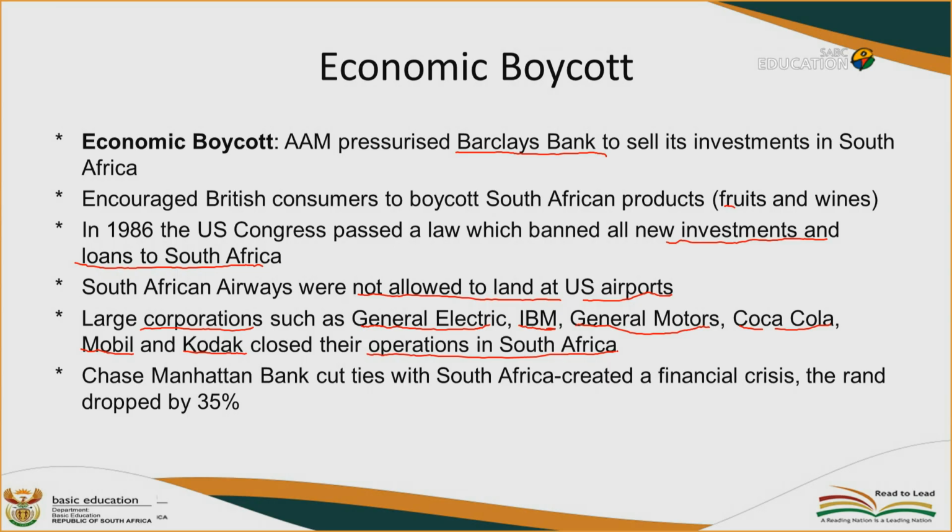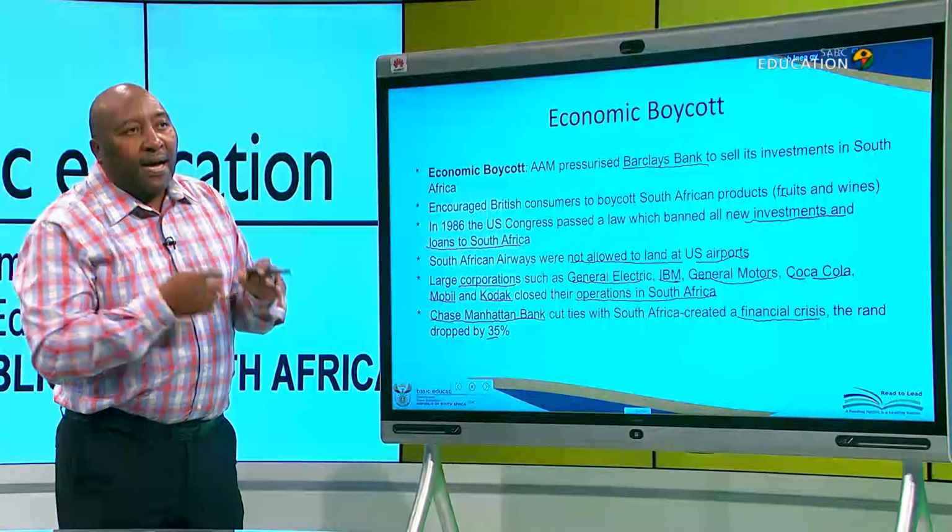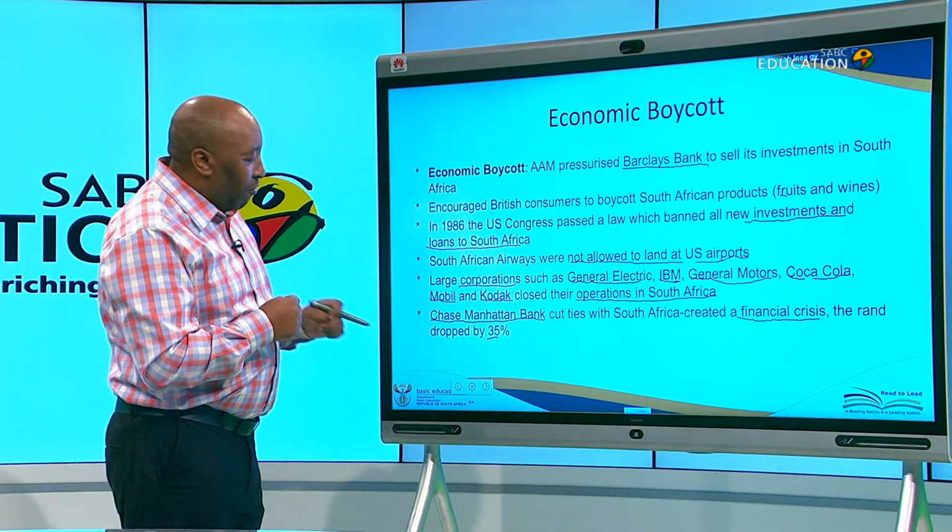This would lead to economic downfall, and the rand will lose its value should these companies withdraw their support to South Africa. Now, this was not the only removal. The Chase Manhattan Bank, a very large financial institution, decided to cut ties and ended their relationship with South Africa. And once the bank removed its resources, the country was now in a financial crisis. South Africa's value of the rand dropped by 35%. Now, this is the impact that the economic boycott had on South Africa under the leadership of the anti-apartheid movement.